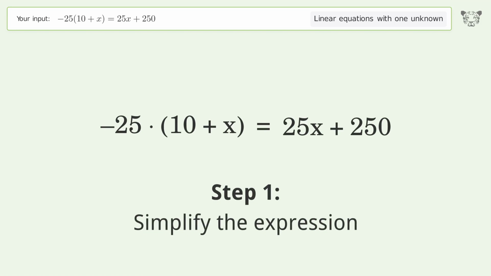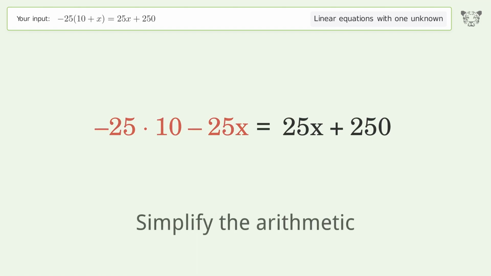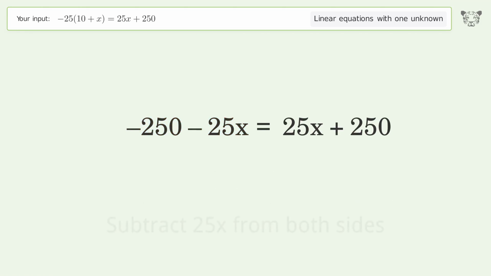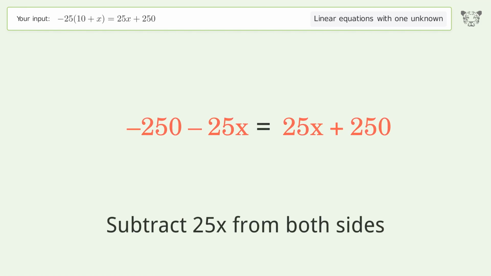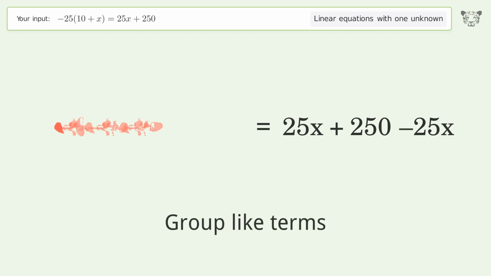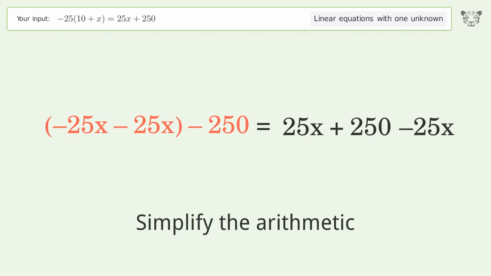Simplify the expression. Expand the parentheses. Simplify the arithmetic. Group all x terms on the left side of the equation. Subtract 25x from both sides. Group like terms. Simplify the arithmetic.